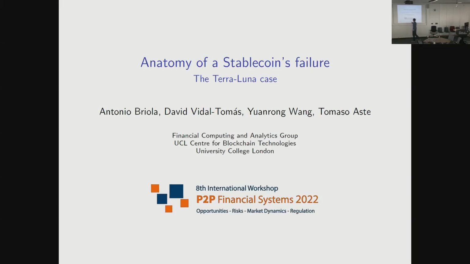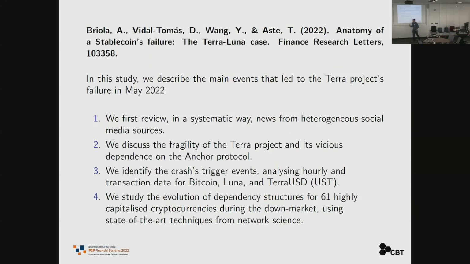Indeed, this research has already been published. It has recently been accepted by Finance Research Letters. If you are interested in it, if you like the presentation, you can read the full paper.